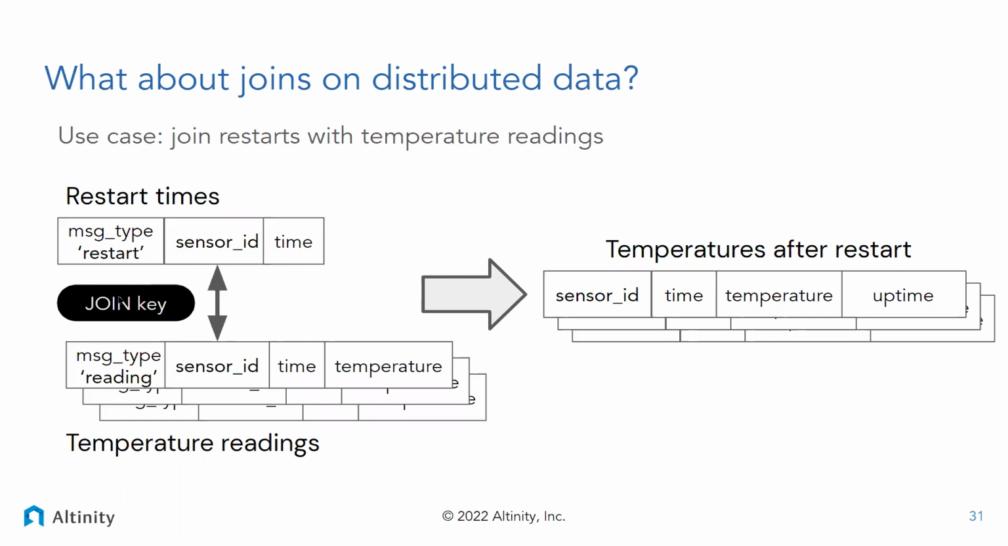In a traditional database, this is what it would look like. You'd have the restart times, you'd have the temperature readings, you'd join on the sensor ID, filter appropriately, and then you could get temperatures after restart. In fact, you could even compute this field uptime, which is the amount of time that these sensors have been up since their last restart. You can do this because you've joined the data. So let's see how to do this in ClickHouse.